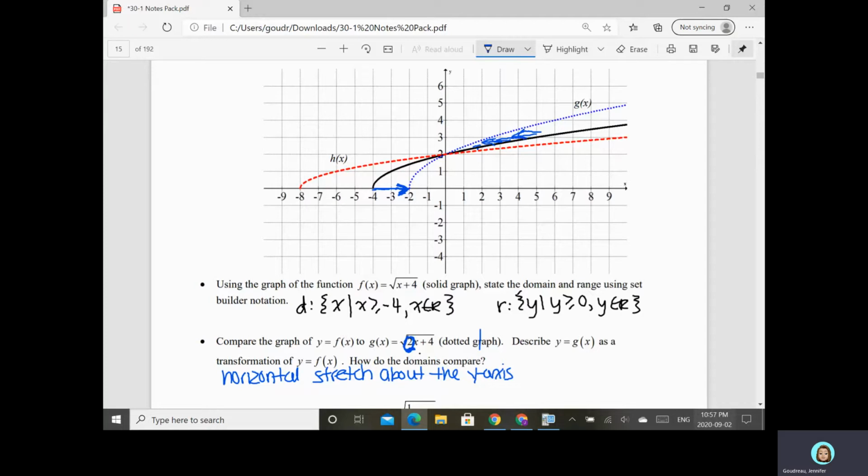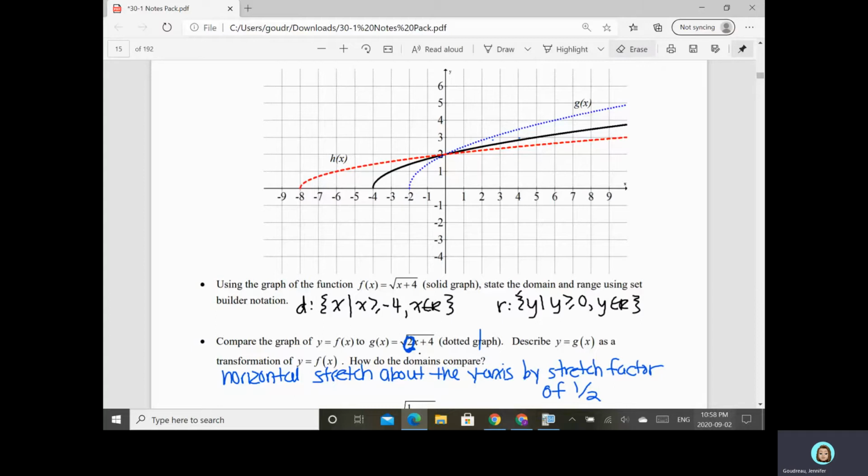So it's a horizontal stretch about the y-axis, but our stretch factor is not 2. It's by a stretch factor of 1/2. It's getting pulled in closer, half the distance from that y-axis, which is kind of weird because that did not happen when we were talking about stretching about the x-axis. The A value was our stretch factor. In this case, our B value is not necessarily our stretch factor.